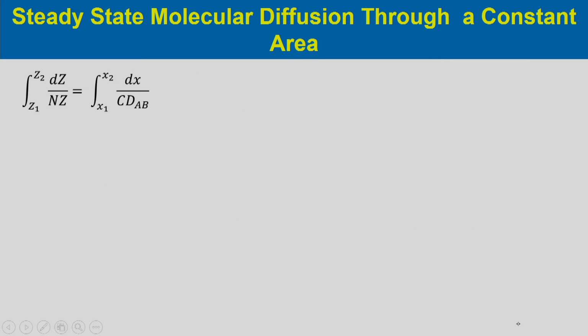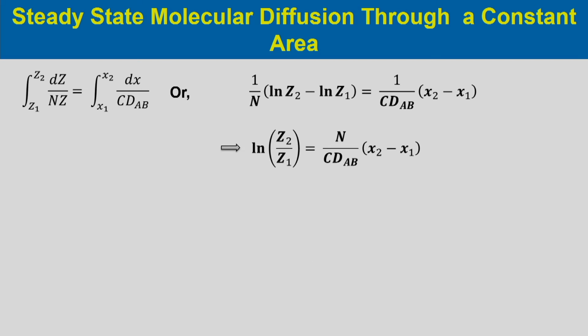Now, the integral from Z1 to Z2 of dZ by NZ equal to the integral from x1 to x2 of dx by C DAB can be written as 1 by N into (ln Z2 minus ln Z1) is equal to 1 by C DAB into (x2 minus x1). And from that, if we rearrange, it would be ln Z2 by Z1 is equal to N by C DAB into (x2 minus x1).